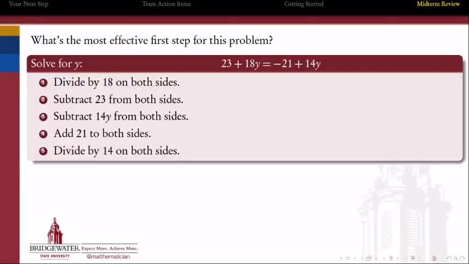So in this second example, I've given you an equation, and I want you to solve it for y. In other words, find the value of y which makes this equation balance. Here are your options. First, divide by 18 on both sides, or first subtract 23 from both sides, or subtract 14y from both sides, add 21 to both sides, or divide both sides by 14. So those are your 5 options, and in 5 seconds, give me 1 through 5 fingers.